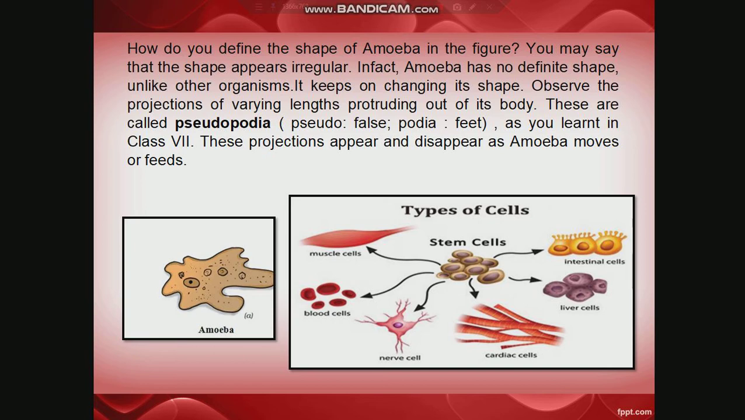The different types of cells that are found in the human body are muscle cells, blood cells, nerve cells, cardiac cells, liver cells and intestinal cells. And coming to the last but not the least, and the most important, it is stem cells. You can see that all the cells arise from stem cells, which clearly means that the stem cell has the ability of totipotency and pluripotency. That is, they can divide or get differentiated into any type of specific cell.